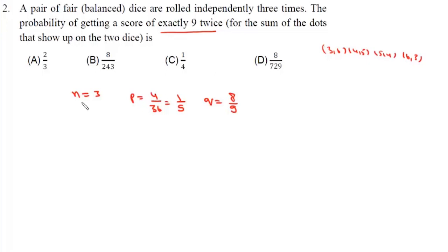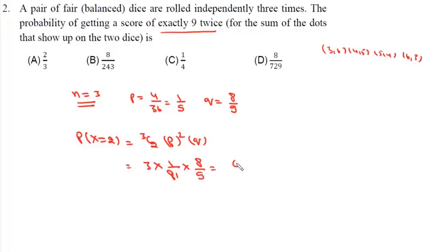Now it says out of these 3 turns we should get exactly 9 twice. So we need to find the probability when the value of x is 2. So it will be 3c2 p squared q. So it will be 3, now p squared is 1 by 81 and q is 8 by 9. So this probability will be 8 by 243, and that's your option B.